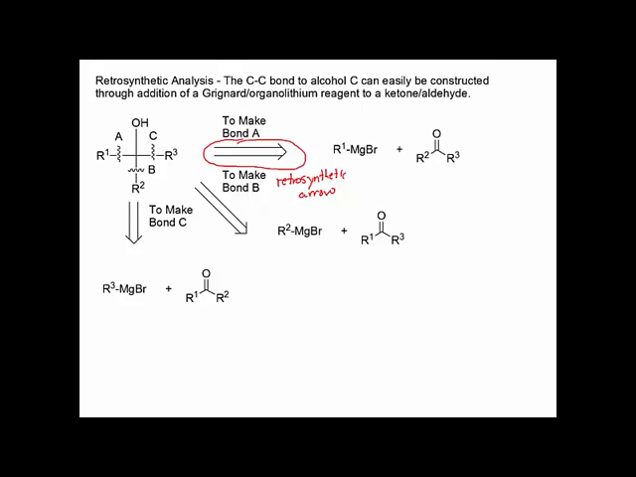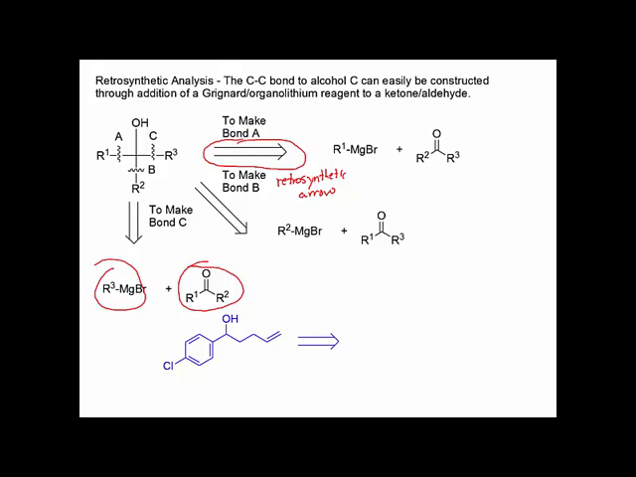And when we make bond C, that means R3 is in the Grignard reagent and the other R groups are in the carbonyl compound. This is if you have a tertiary alcohol. If you have a secondary alcohol or a primary alcohol, you have fewer options, since one of those R groups will be a hydrogen. We're going to see later that we can add the hydrogen as a nucleophile as well, but not as a Grignard reagent, or not as HMgBr.